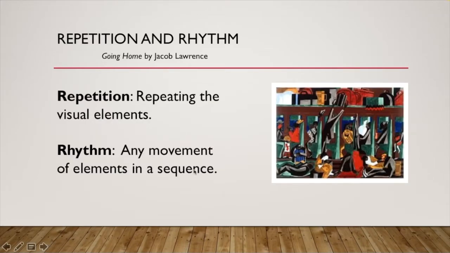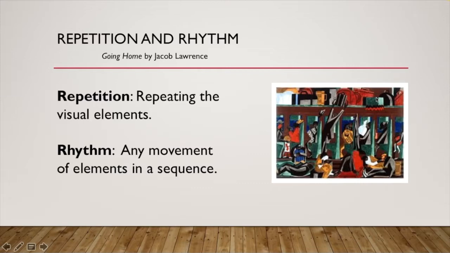Repetition and rhythm. We saw repetition in the interior of the Dutch house with the patterns in the floor and in the ceiling and in the windows. Here Jacob Lawrence uses flat shapes, so these are easy to determine. He repeats the seats, he repeats the windows, he repeats the colors throughout, and that provides a unity.